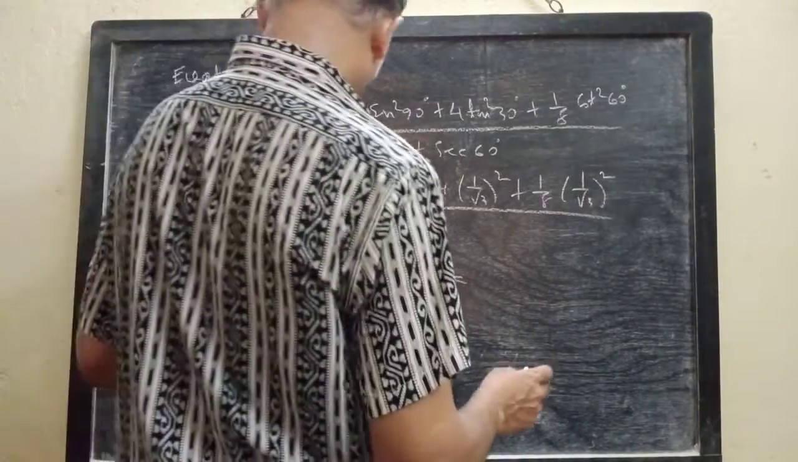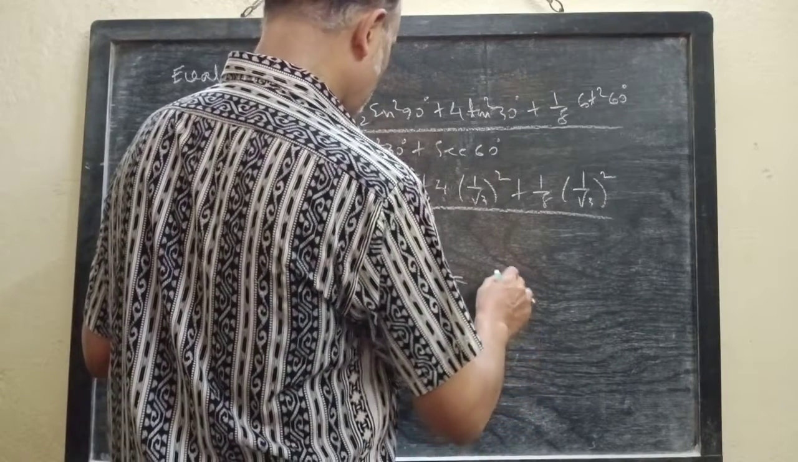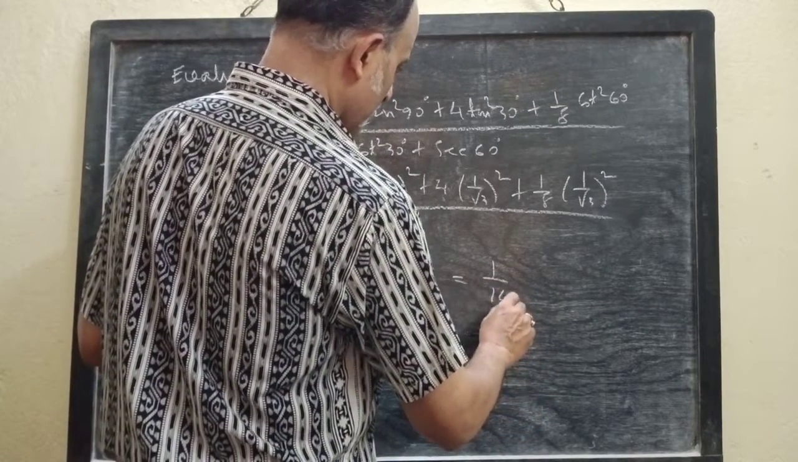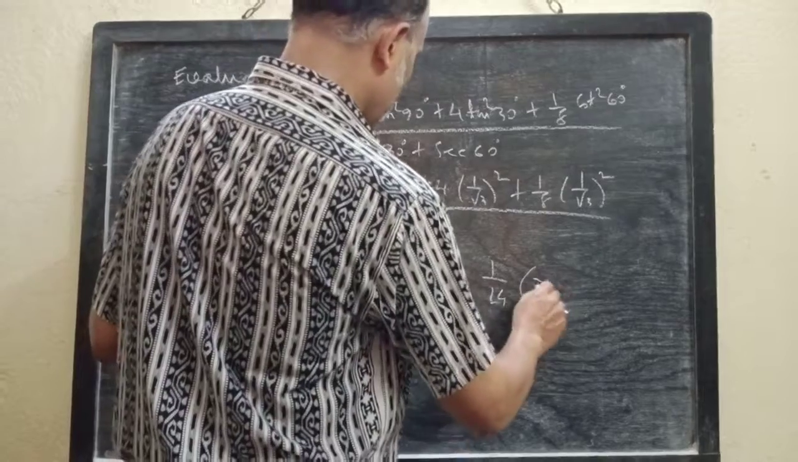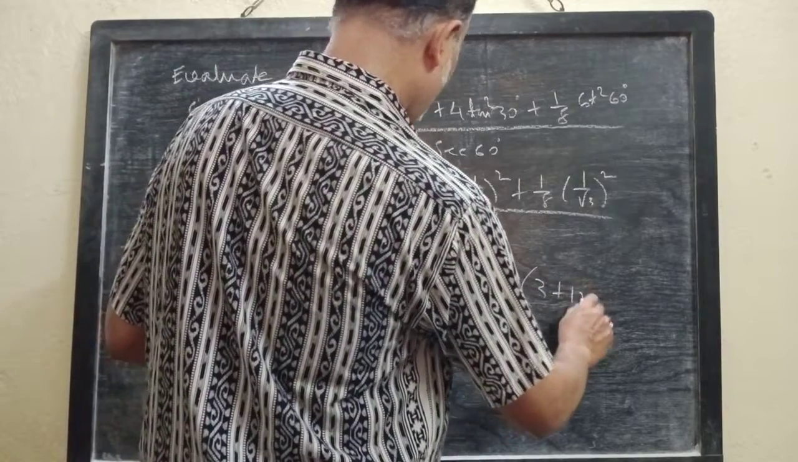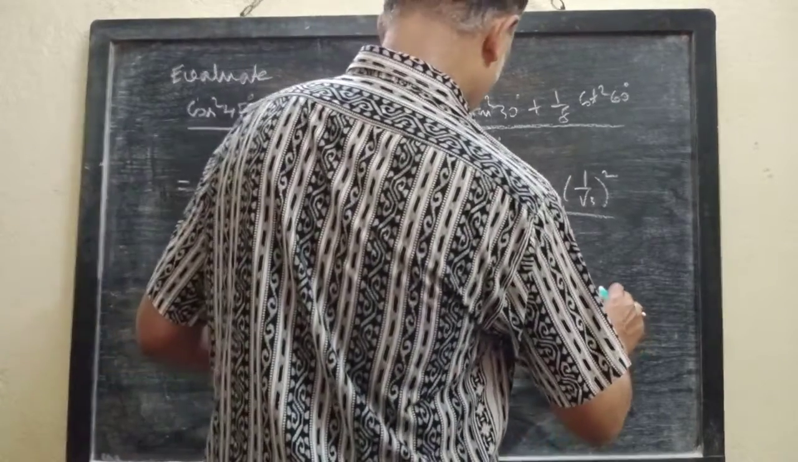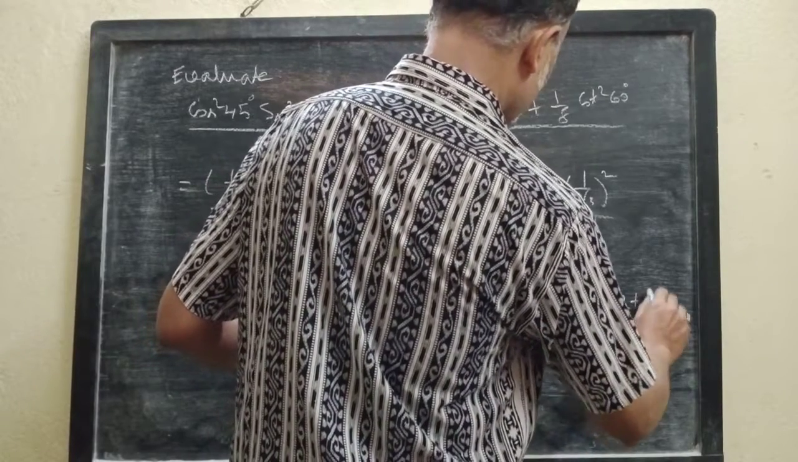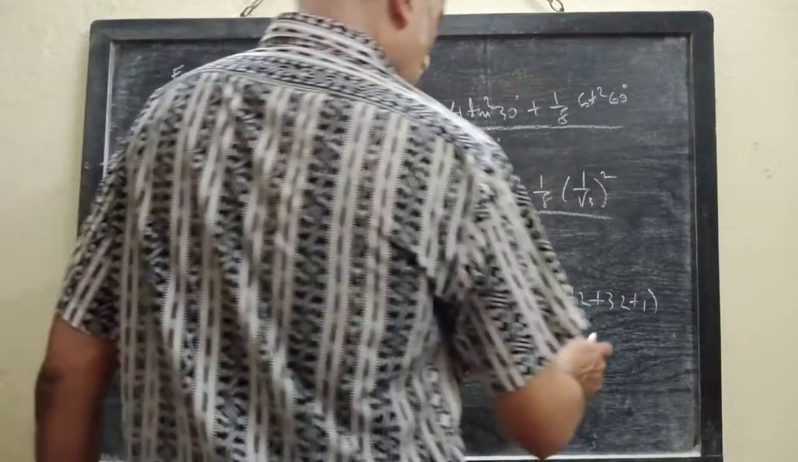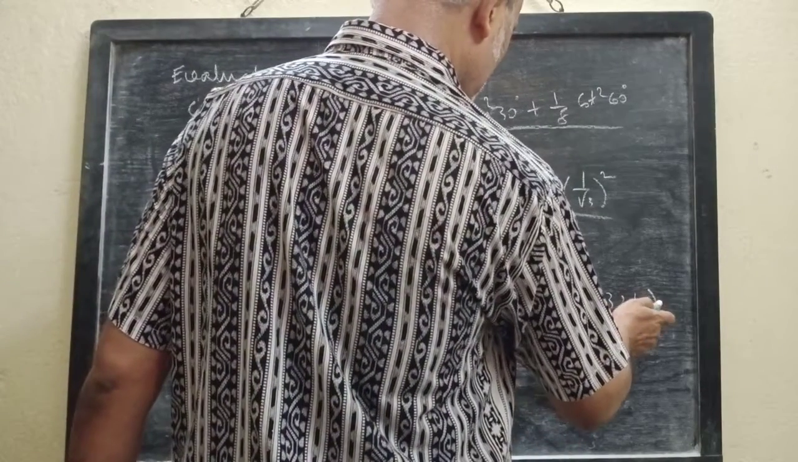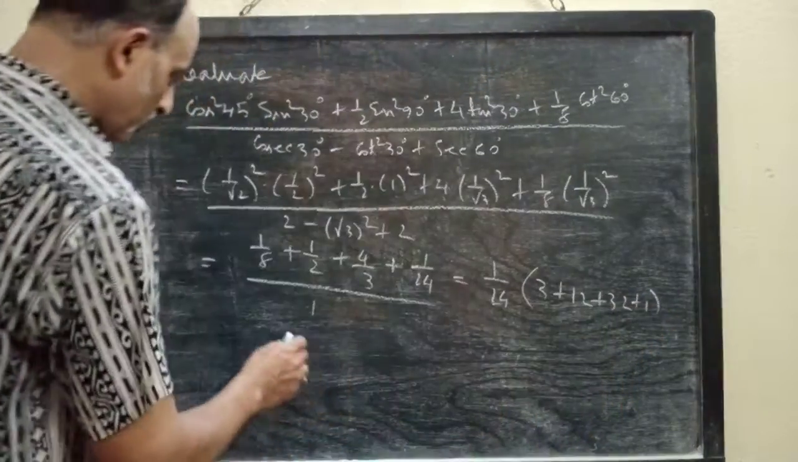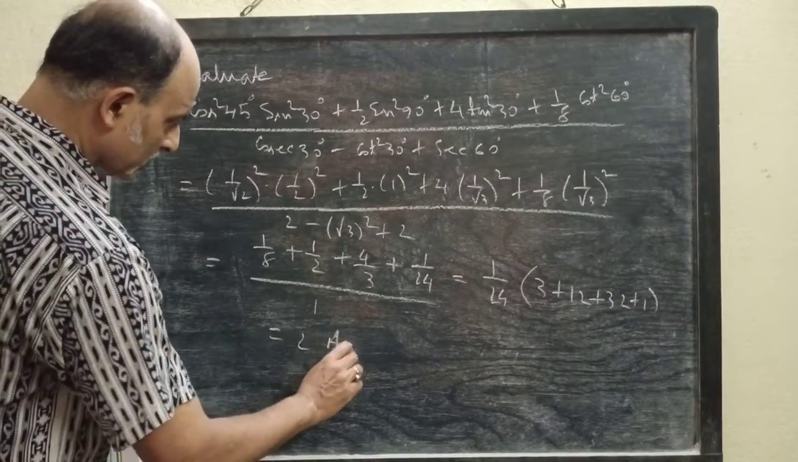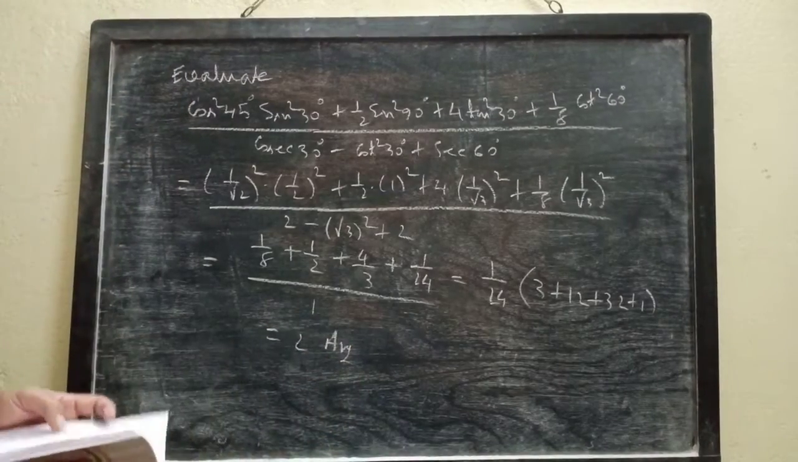So the LCM is 24, so let us take common 1 by 24, here it becomes 3, it becomes 12, 32 plus 1, 48 by 24, that is 2. Answer is 2, okay.